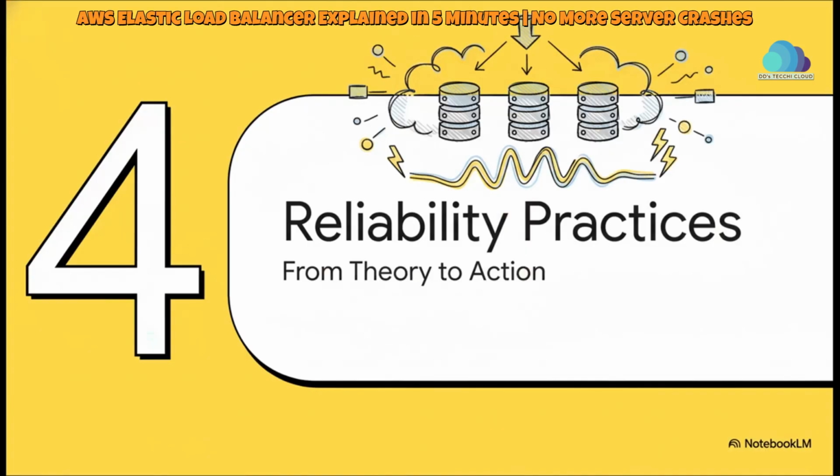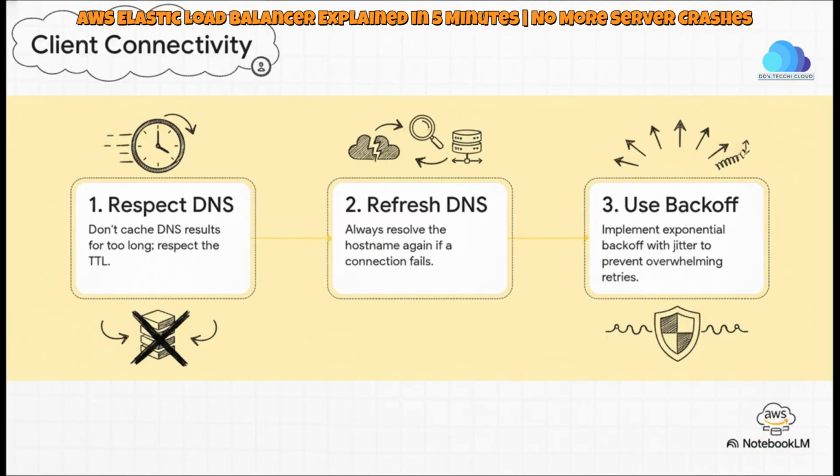Okay, so we've got our load balancer, we've got our multi-AZ architecture. Now let's move from theory to action and talk about some key reliability practices. All right, this is super important. How your clients actually connect to you. First, you need to use and respect DNS. Don't let your clients cache the IP address of the load balancer for too long. Why? Because it can change.